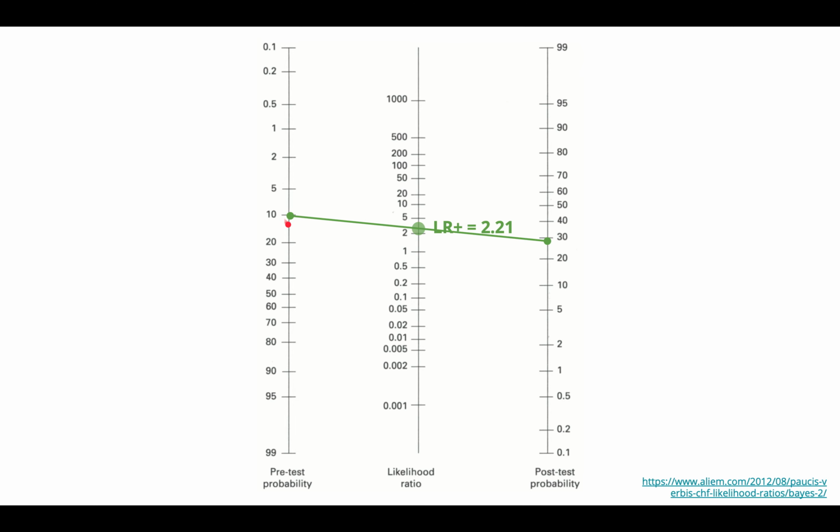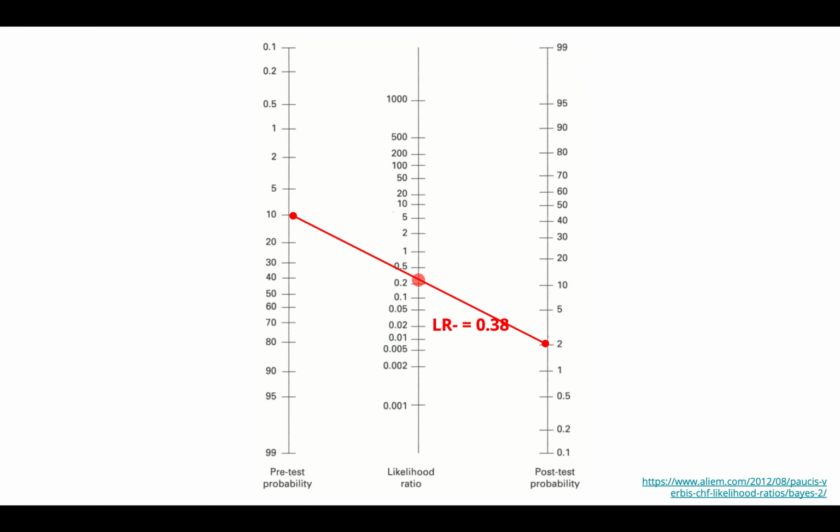So if we had a 10% pretest probability and a likelihood ratio of 2.21, we draw a line from 10% through 2.21 all the way over here, and we see that's going to bump our probability up to a post-test probability of maybe around 29%. What if we had a pretest probability of 30%? Then we go through the same number, 2.21 on the likelihood ratio line, and we follow that line all the way through, and now we're at about maybe 59% or 60%. And so that's a way to calculate post-test probabilities pretty quickly using likelihood ratios.